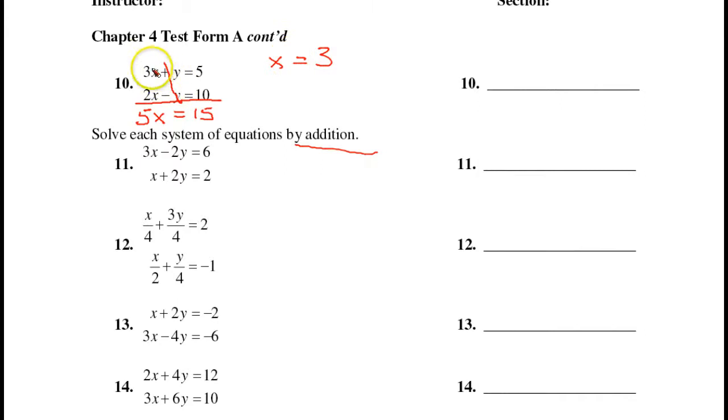So if x is 3, we have 3 times 3 is 9, plus y equals 5.